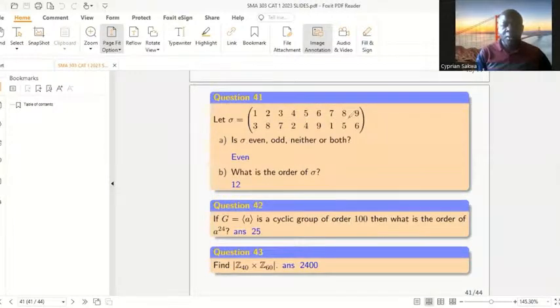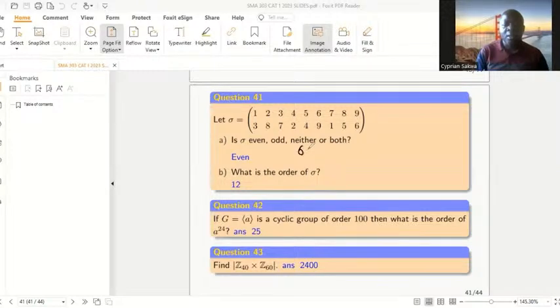Let sigma be this. Is this sigma even or odd? To tell whether it's even or odd, first of all, it's easier to write it as a product of cycles, and then after that, write it as a product of transpositions and find out how many transpositions there are. So how is it in cycle form?